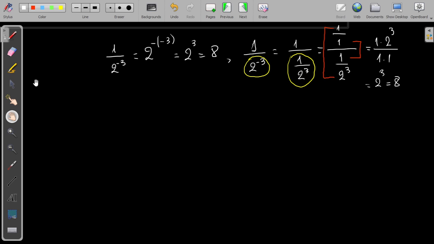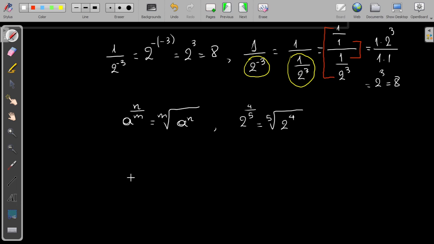The other one is another also important property, a to the power of n over m. Now here this is equal to the m-th root of a to the power of n. So for example, 2 to the power of 4 over 5 means the fifth root of 2 to the power of 4.